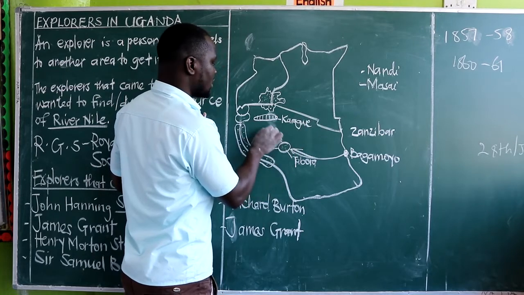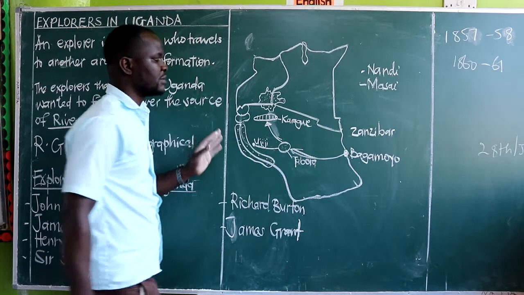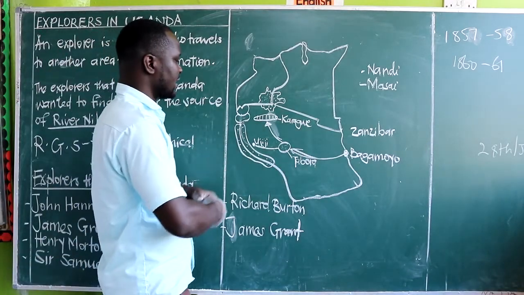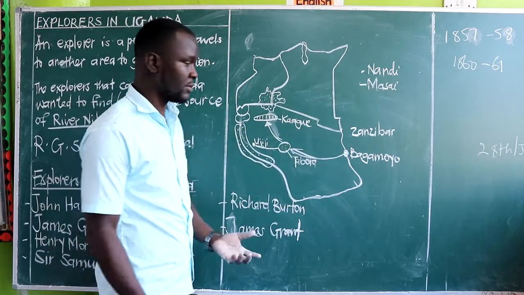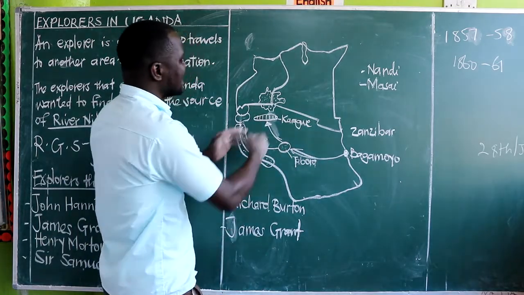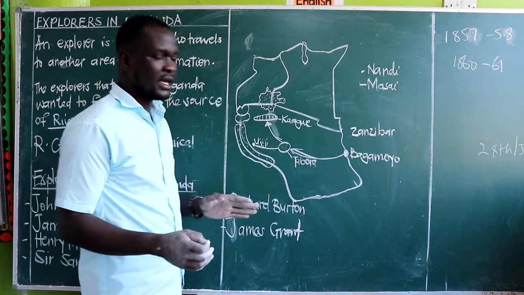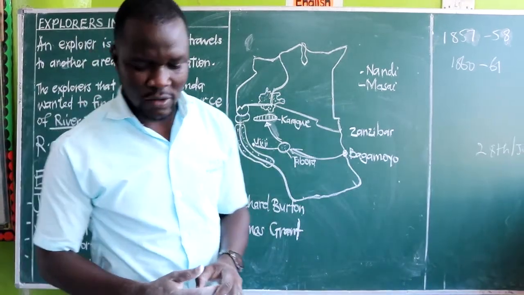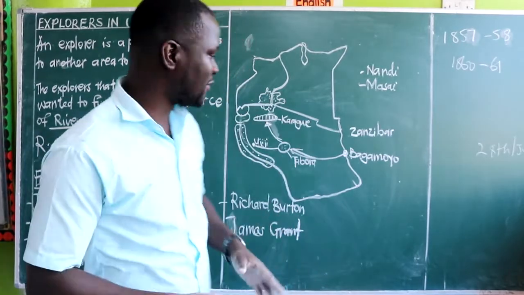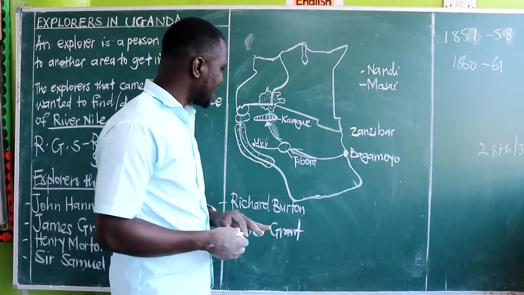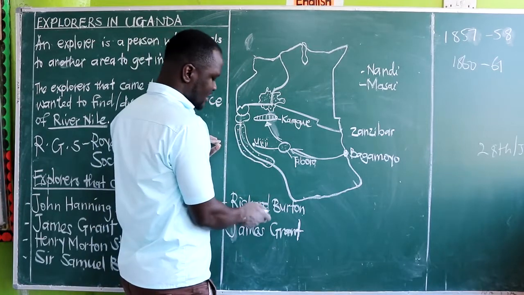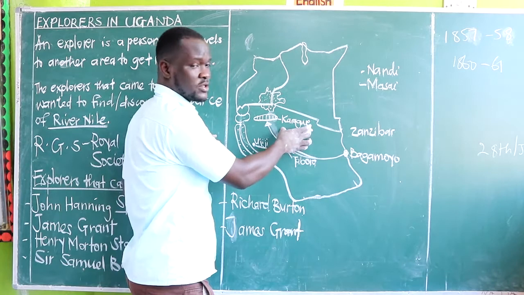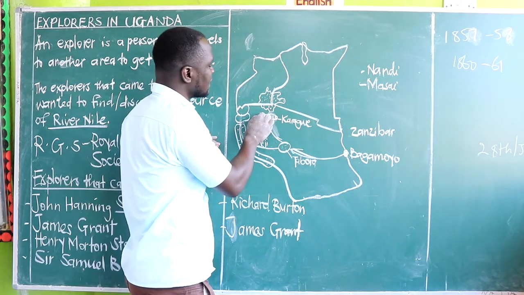When they moved to Karagwe, they were welcomed by the Rumanika of Karagwe, that is, the king of Karagwe Kingdom. Let me simplify it like that. And it's from this Karagwe Kingdom that James Grant also fell sick and could no longer move. Therefore, Speke was still strong, and this time he left James Grant at Karagwe, in the hands of the Rumanika, and he entered.